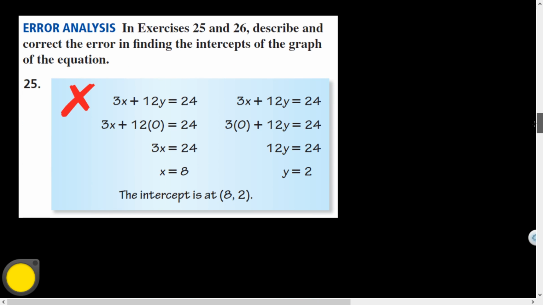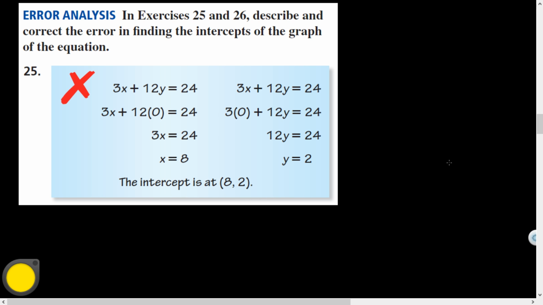Let's see, last problem, let's learn from someone else's mistake. Great way to learn. You don't have to repeat your own mistakes. You don't have to repeat the mistakes that others make, right? Wisdom would be to learn from other people's mistakes. And so this is a great opportunity we have right here. In exercise 25, describe and correct the error in finding the intercepts of the graph.